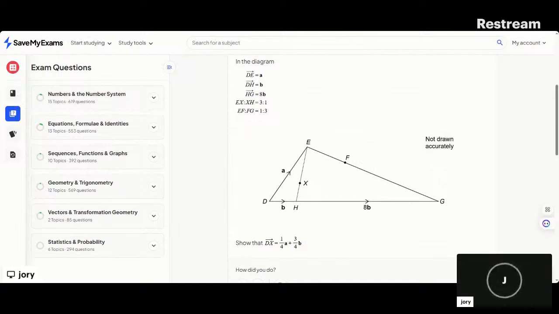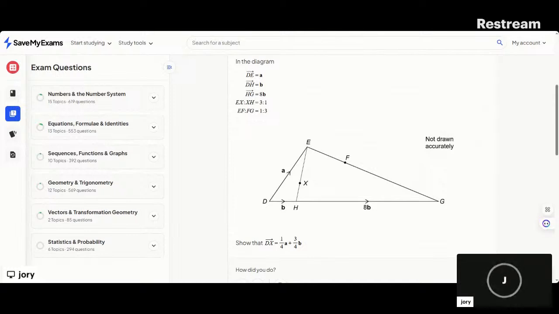equals. Okay, this is what I lost marks in last time. I did not write my steps completely, so I'm going to write the steps completely this time. EH equals ED plus DH equals ED, which is negative A, plus B equals B minus A. So we found EH, and then we have the ratio 3 to 1.